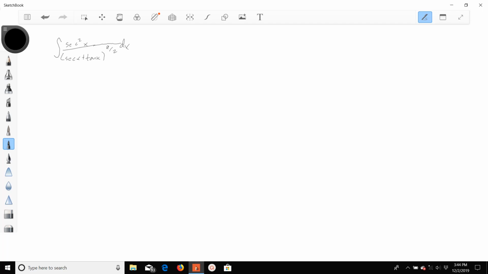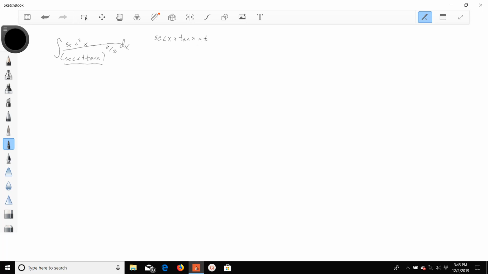Now what do I want to do? When I look at this, what pops out at me is the bottom part, right? This part right here. I want to just let that be t instead of u, because no one cares about you. So, in other words, I'm going to let secant x plus tan x be equal to t.